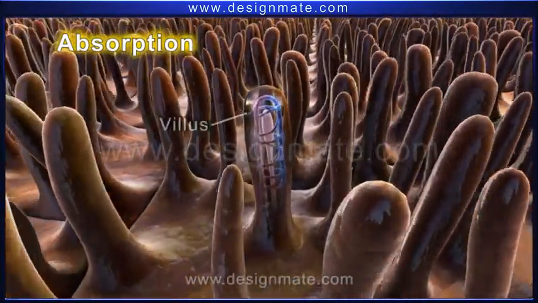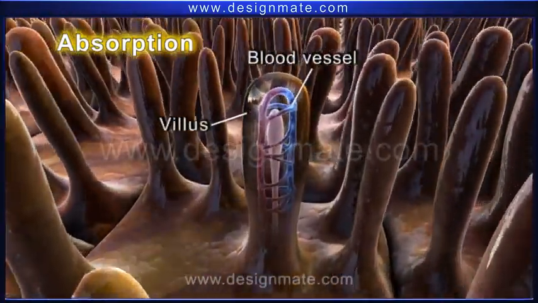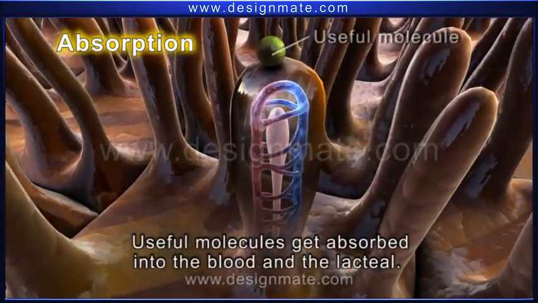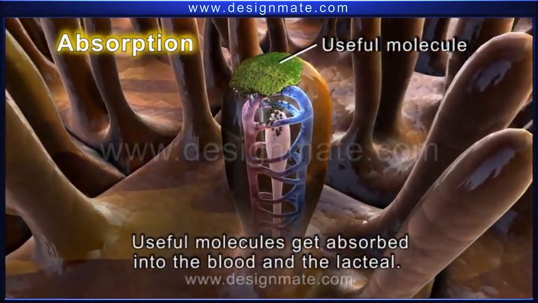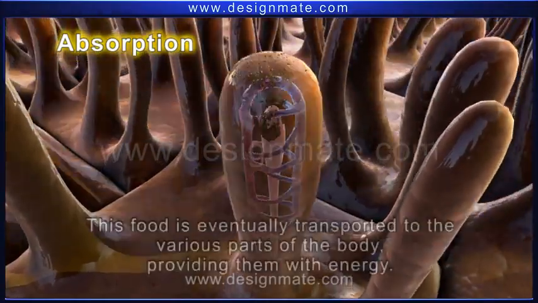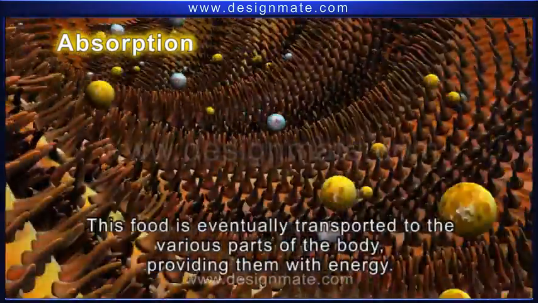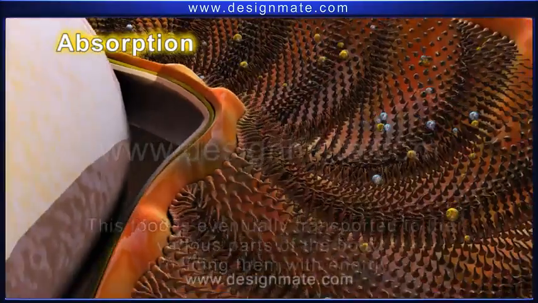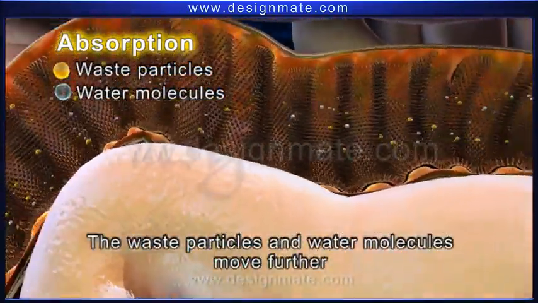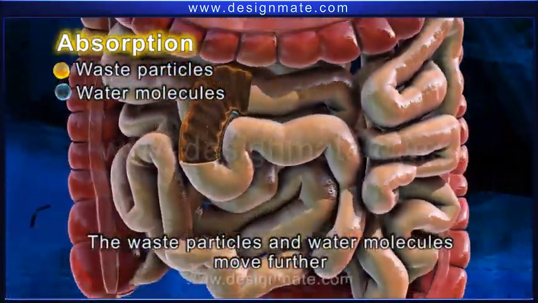A closer look at a villus shows the blood vessels and the lacteal. The useful molecules get absorbed into the blood and the lacteal. This food is eventually transported to the various parts of the body, providing them with energy. The remaining unabsorbed waste particles and water molecules move further.